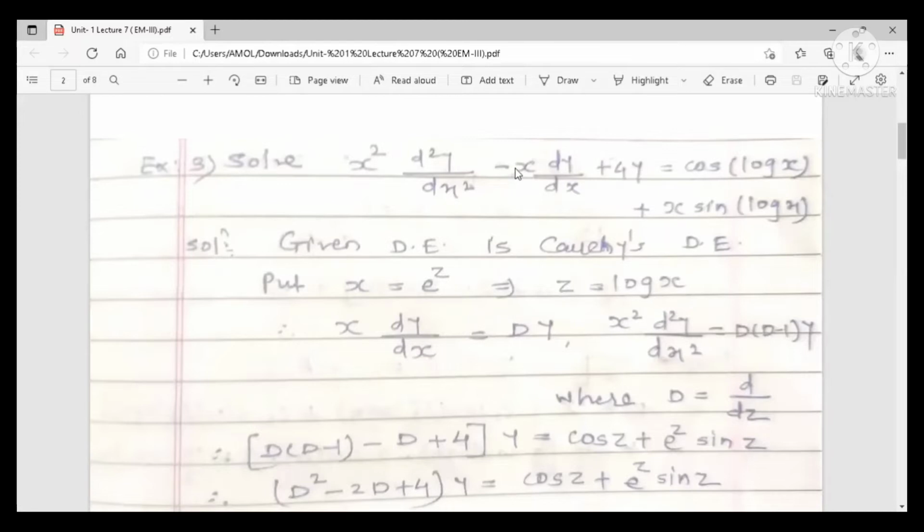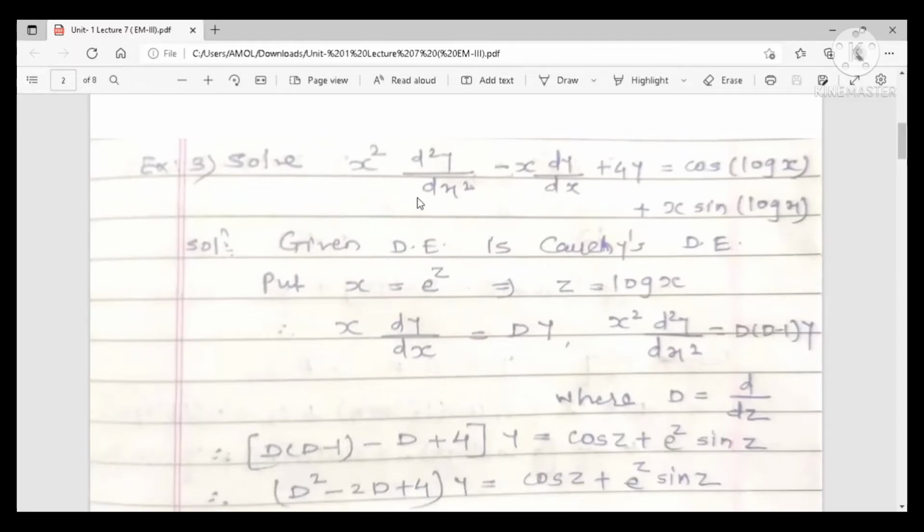The middle term, the second term, is minus x into dy by dx. The first order derivative term is there, and with that derivative term there is a polynomial function of degree 1. And in the last, third term, the derivative term is absent, so the polynomial is absent here. And in the RHS, the function is cos of log of x plus x into sine of log of x. Now this is clear that with every derivative term there is a polynomial function.